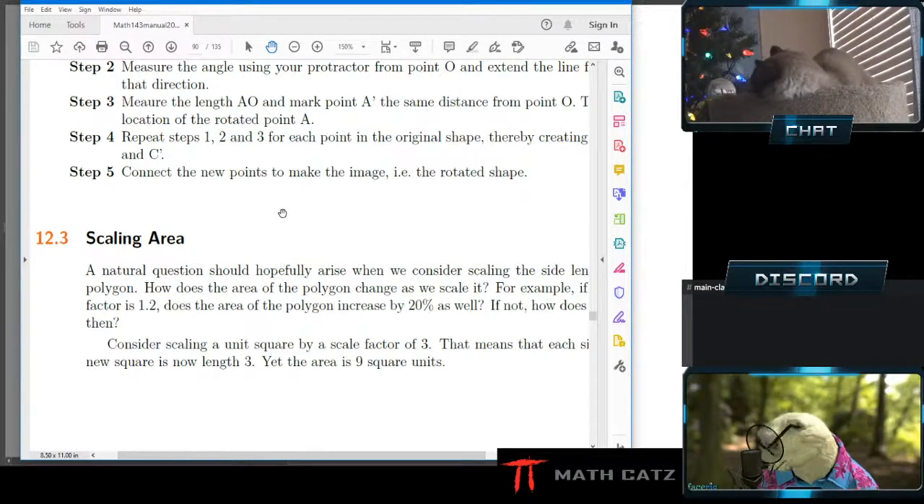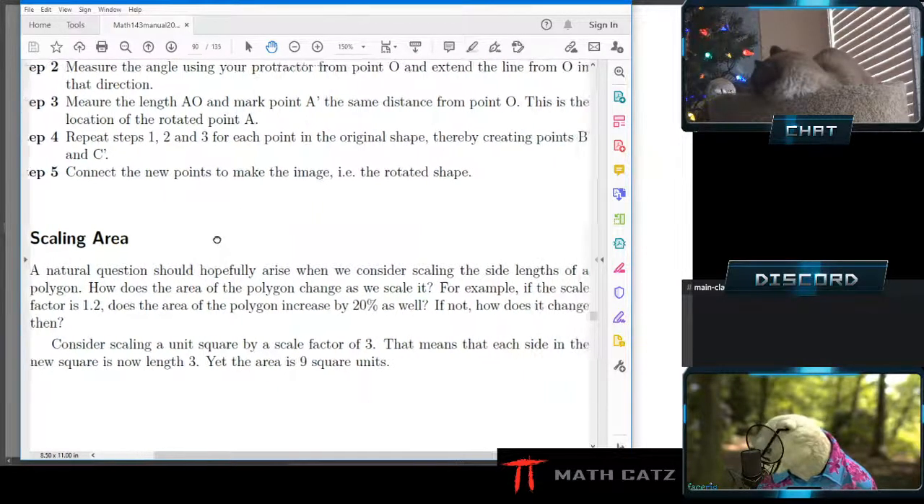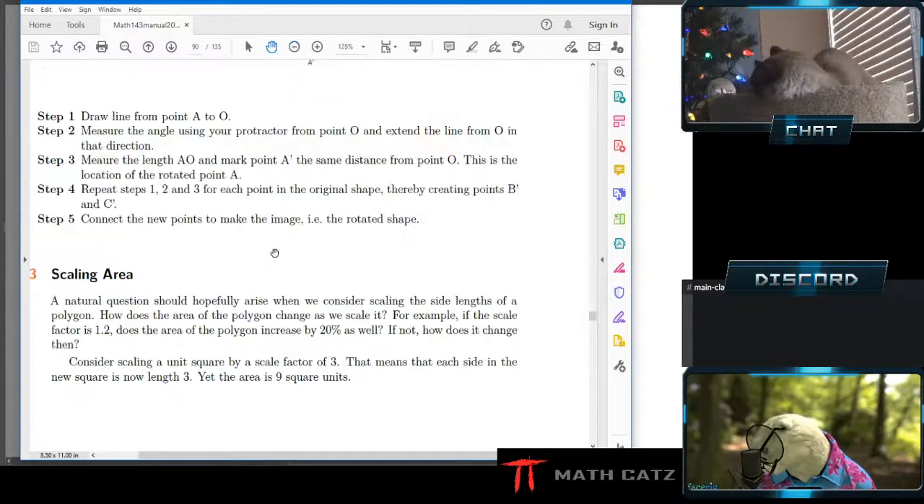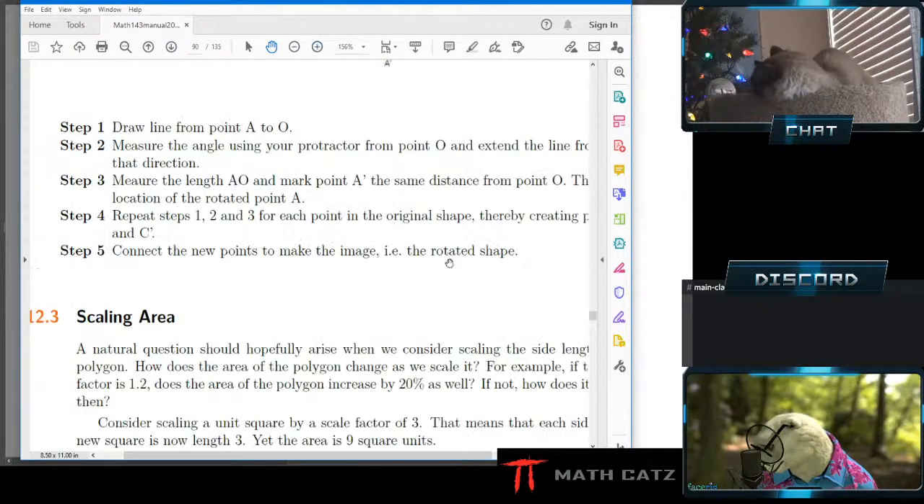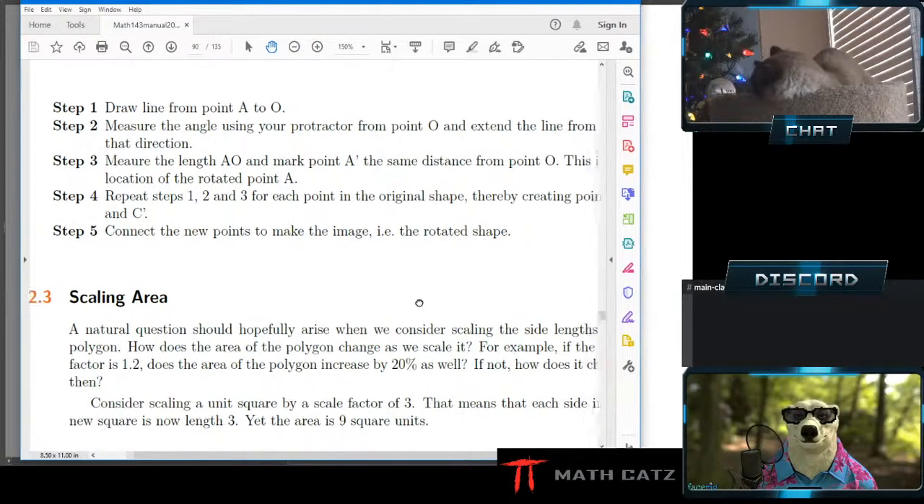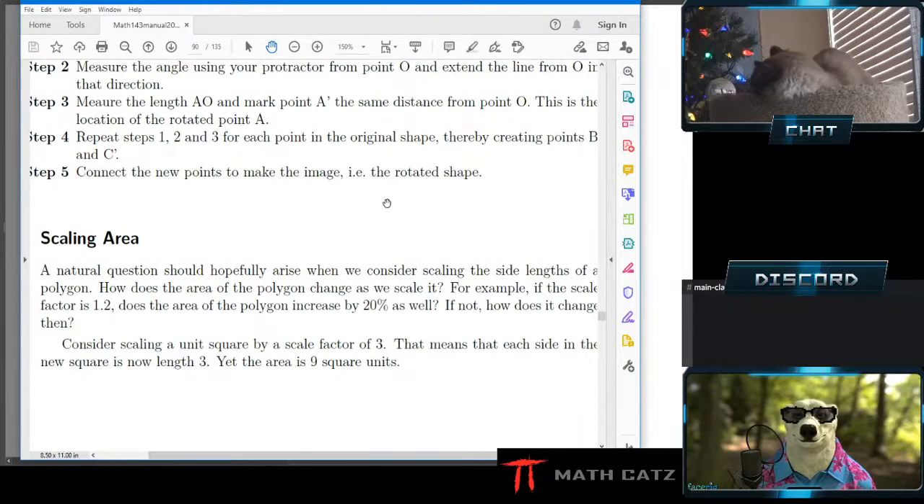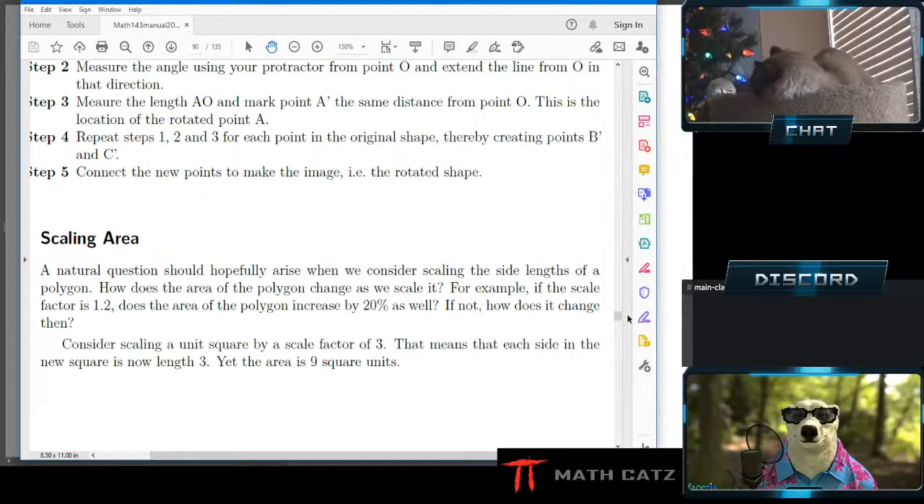So when we talk about area, zoom out so I can see it. That's a little small. Can I not see the whole sentence? The words are cut off a little bit. Oh, I'm so close. I see. Okay. When I talk about area, well, I'm changing the figure, the polygon, by changing the side lengths.